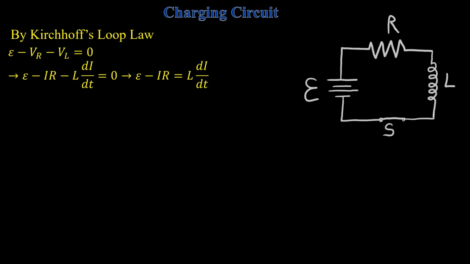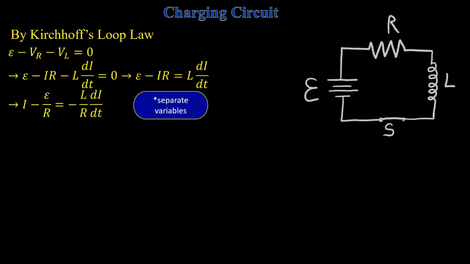All right, I'm trying to get it in a form such that I can separate the variables. In order to separate the variables and make the integration easier, I divided both sides by negative R. Now I have I minus epsilon over R equals negative L over R times di/dt. Now my next step is just to separate the variables. I'm going to take all of this and divide it under di, and move everything else to the other side. So I separate the variables, and that's what I have: di over I minus epsilon over R equals negative R over L dt.